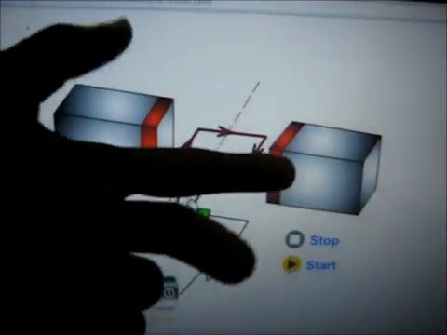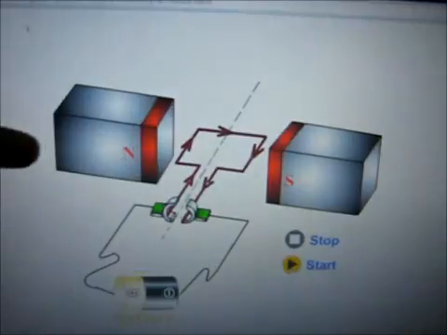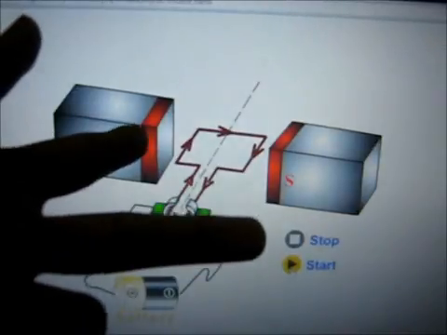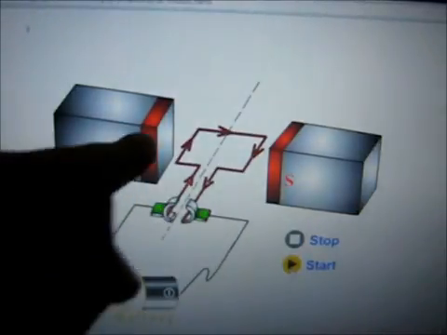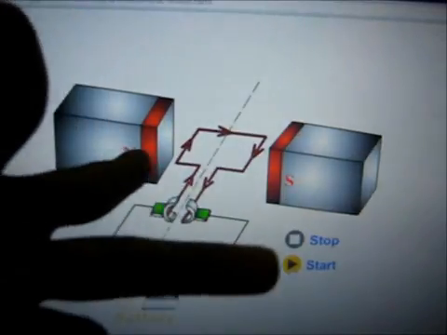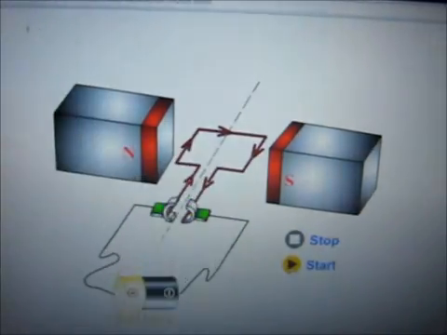By applying Fleming's left hand rule, the magnetic field is from the north pole, north to south direction. The current is inside the paper and the force will be in the upward direction. This is Fleming's left hand rule. So this video acts like this.